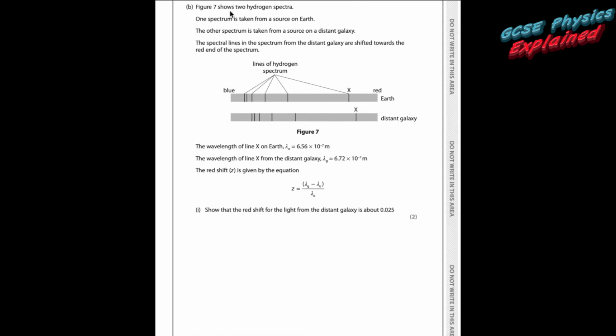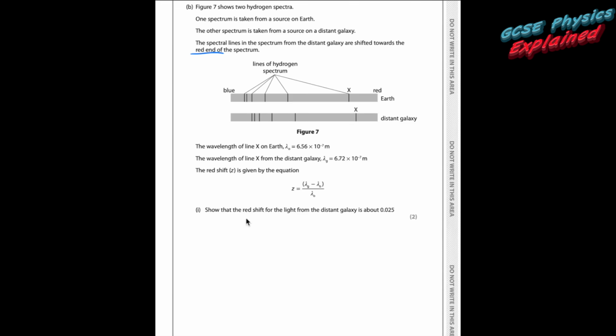Part B. Figure 7 shows 2 hydrogen spectra. One spectrum is taken from a source on Earth. The other spectrum is taken from a source on a distant galaxy. The spectral lines in the spectrum from the distant galaxy are shifted towards the red end of the spectrum. So this distant galaxy here, all the lines from there have been shifted over to the red end of the spectrum. The wavelength of line X on Earth is that. The wavelength of line X from the distant galaxy is that. The redshift Z is given by the equation that.